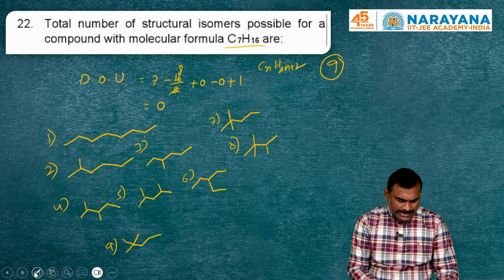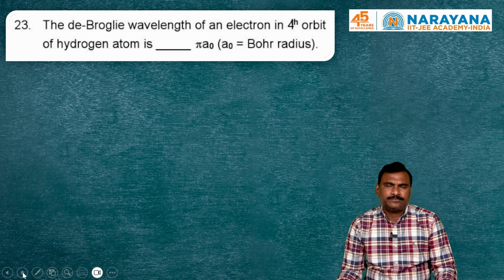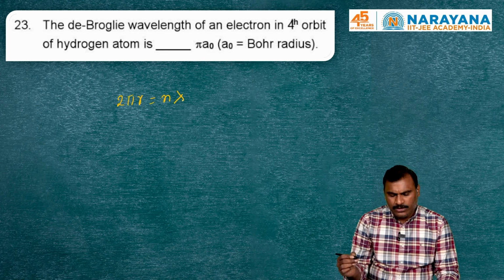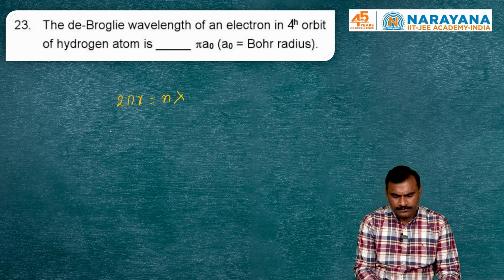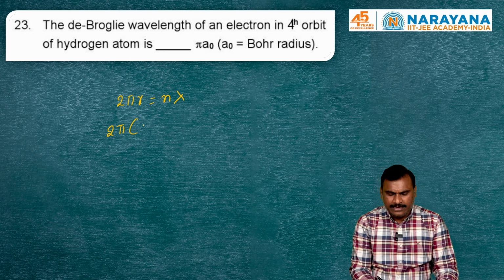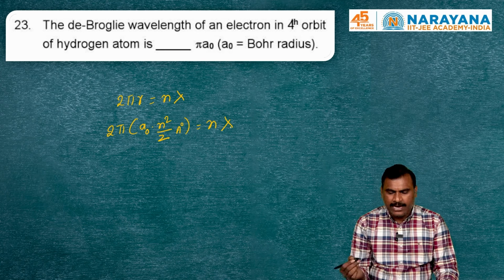Now let us go for the next. The de Broglie wavelength of an electron in the 4th orbit of a hydrogen atom. According to de Broglie theory, which coincides with Bohr, 2 pi r equals n lambda. According to Bohr theory, r equals 0.529 n square by Z, which is a naught into n square by Z angstroms, is equal to n lambda.